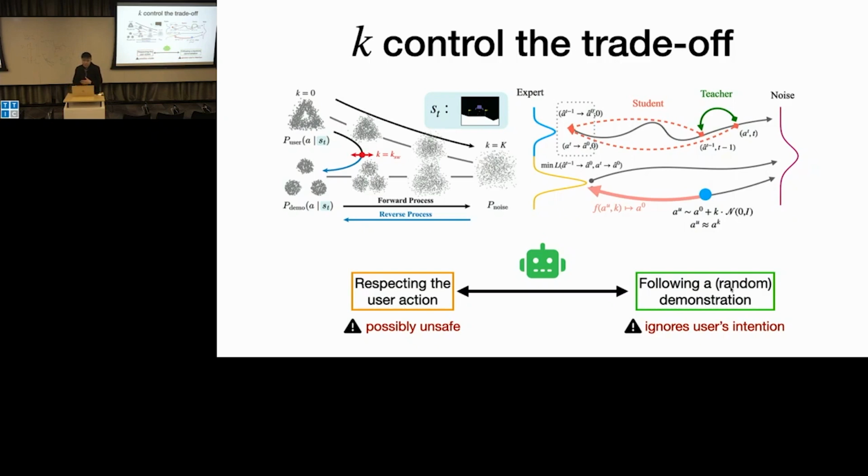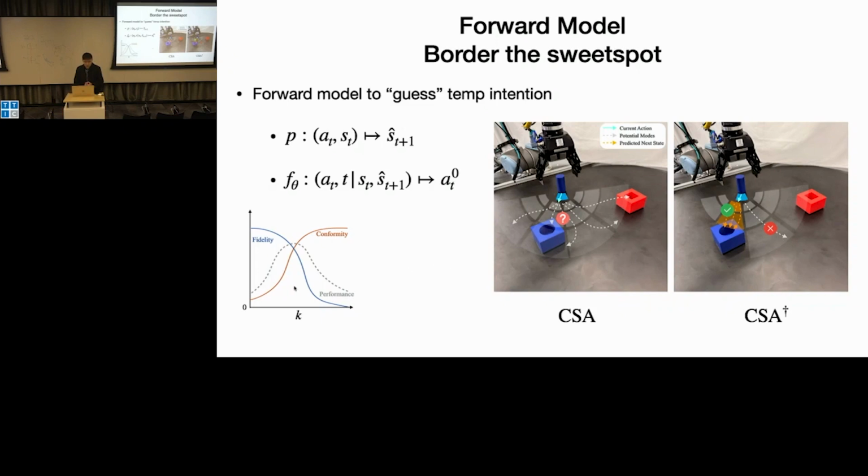But can we make this K not that sensitive? So we propose the forward model to border the sweet spot. The forward model is very straightforward. It's just guessing what the current user's intention is. Given the current state and action, what the next state would be.